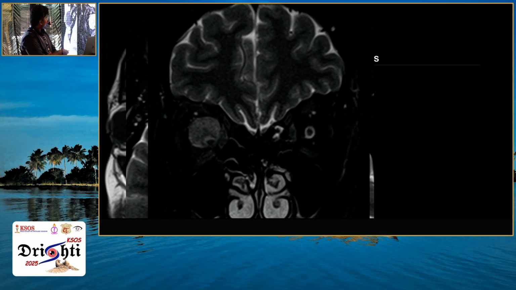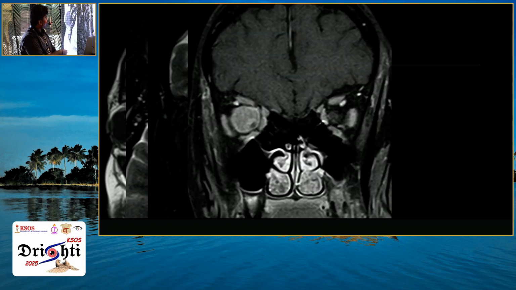Coronal image, compare the symmetry. Here there is a lesion, but here there is something hypointense like the optic nerve. Here the optic nerve is pushed inferomedially. There is a lesion around the optic nerve, which is pushed inferomedially.